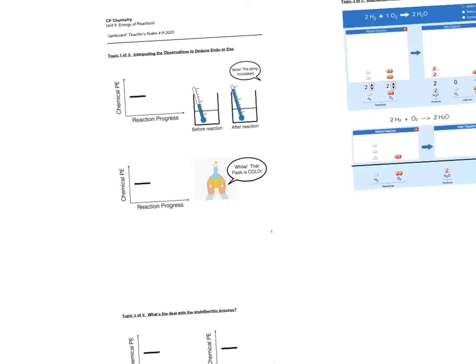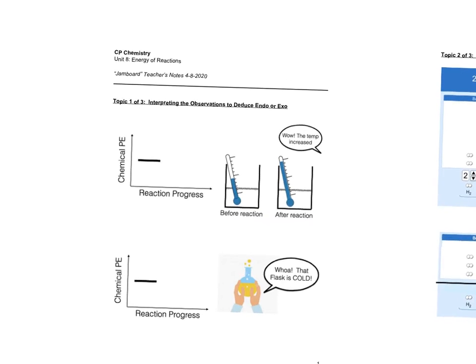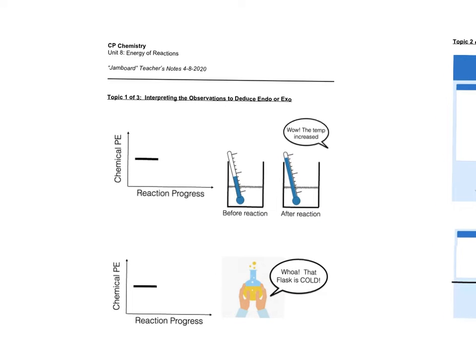So let's start. The first topic is called Interpreting Observations to Deduce Whether a Reaction is endo or exothermic. This was a topic I talked about in the last class meeting video, but I don't think it started until minute 4 or so. And so let me get a pen going here.